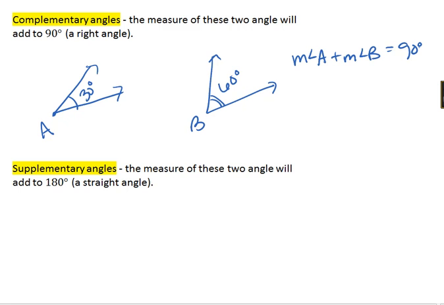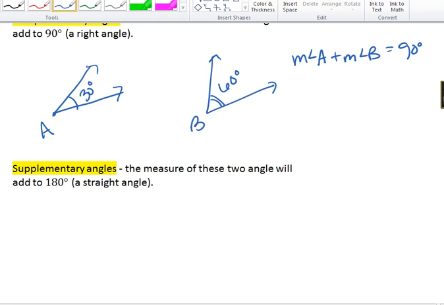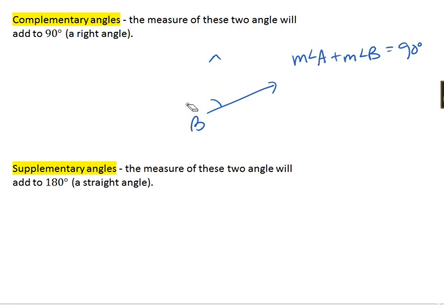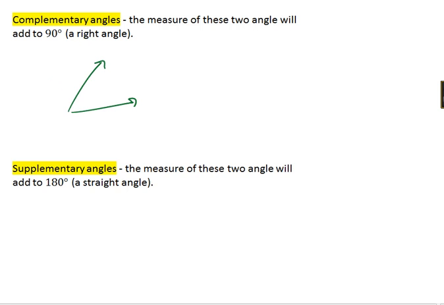I'll give you another quick example. Say we have, here we are, angle A again, and angle A has a measure of 53 degrees. What must the measure of angle B be so that A and B are complementary angles? Pause the video if you need to, and then restart when you're ready to look at the solution.